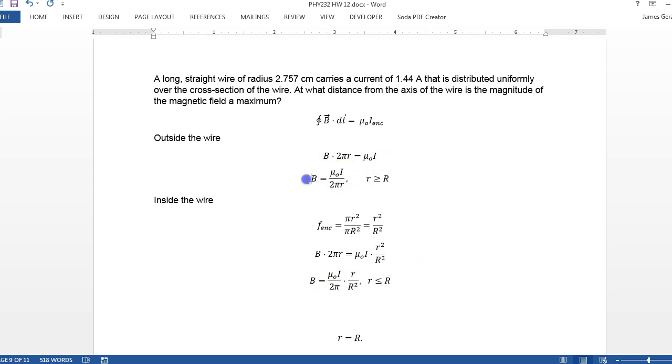Why? The outside field is monotonically decreasing as r increases, so you have to come down to the minimum r that you can get. The inside field is monotonically increasing as r increases, so you have to go up to the maximum r. And at both of those, let's write it this way, B inner is mu naught I over 2 pi R, which equals B outer, which is also mu naught I over 2 pi R. And there you go.